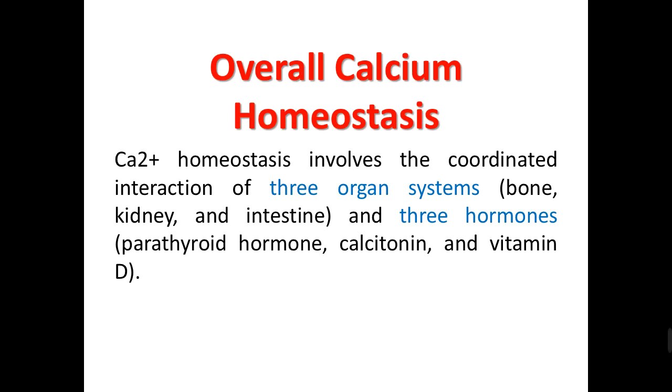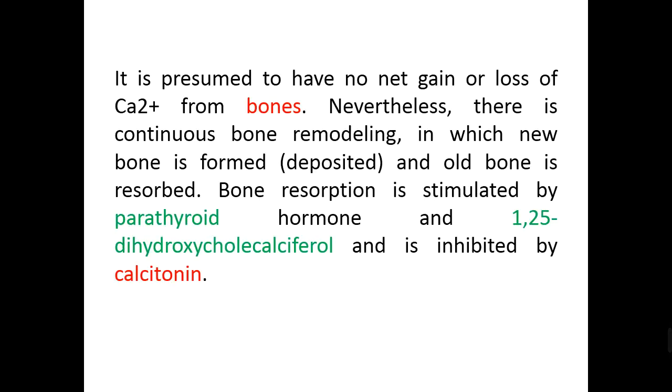Overall, calcium homeostasis involves the coordinated interaction of three organ systems. These are the bones, kidneys, and the intestine. And three hormones: parathyroid hormone, calcitonin, and vitamin D. Homeostasis of calcium is affected by three organs and three hormones. It is presumed to have no net gain or loss of calcium from bones, no gain and no loss.